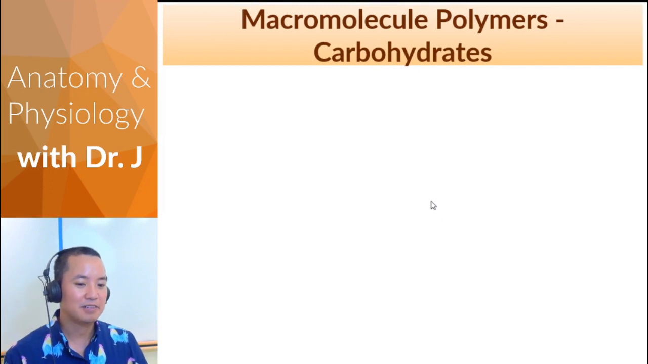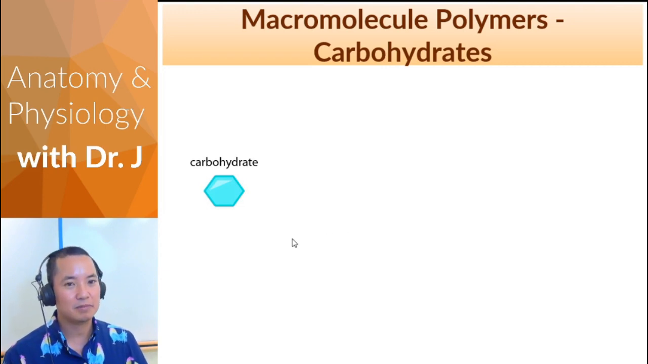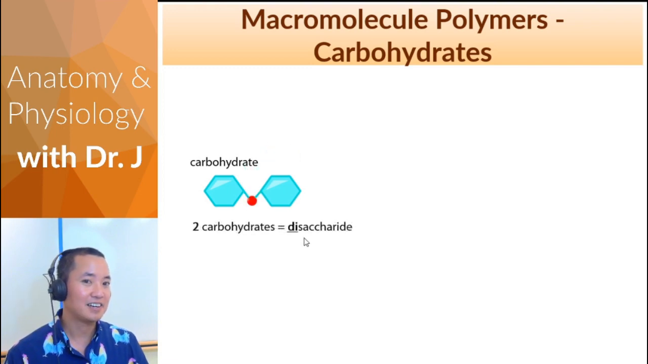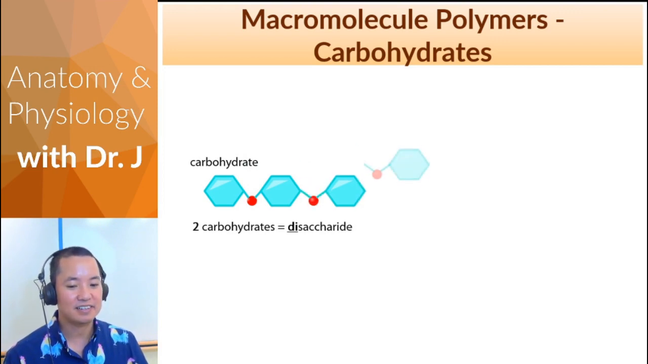So macromolecular polymers for carbohydrates. So then, again, single carbohydrates. Here we have a monosaccharide. A monosaccharide, mono meaning one, saccharide is another term for sugars. So it's just one sugar by itself. That's a monosaccharide. So when you have two, it's what we call a disaccharide. So like diverging meaning into two paths. So again, we have two carbohydrates, that's a disaccharide.